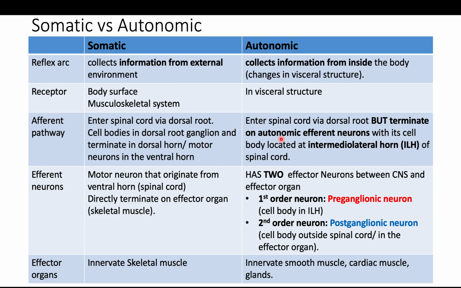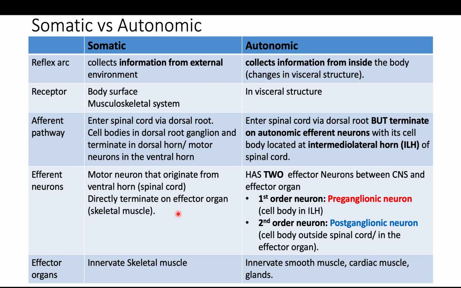Right? So let's move on to the autonomic. It similarly enters the spinal cord via the dorsal root. The channel is the same, but it terminates on the autonomic afferent neurons, with its cell body located at the intermediolateral horn of the spinal cord, the ILH. So for the somatic, the cell body is located at the dorsal root ganglion, but for the autonomic, it is located at the intermediolateral horn of the spinal cord. We're going to take a look at this mapping later.